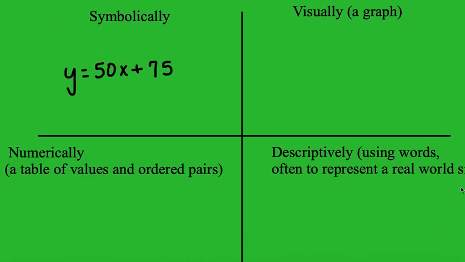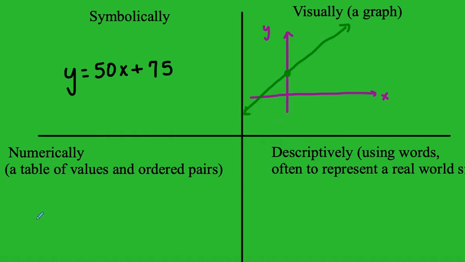Now, visually, a graph of that function, I could graph it, and it's still the same function. Here I have an x, here I have a y, and I have a y-intercept of 75, so a starting point of 75, and I have a line that has a positive slope. That's a quick sketch of that graph, okay?